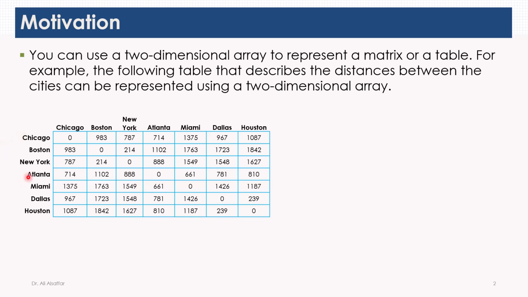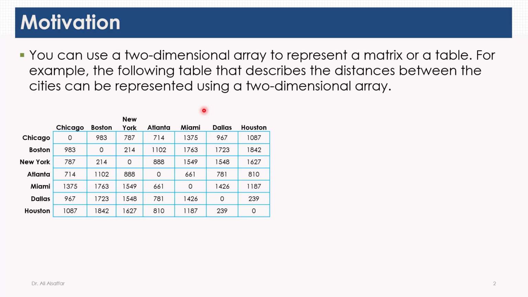In this table, here are the rows, and here are the columns. In terms of dimensions, we say that the number of rows is the first dimension, and the number of columns is the second dimension. So when we declare an array of two dimensions, we can represent the data in a tabular form, where the first dimension is the number of rows and the second dimension is the number of columns.